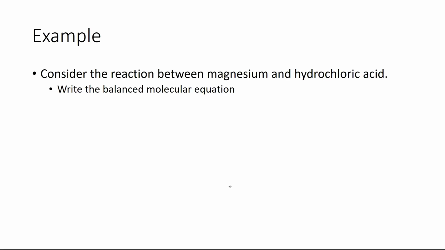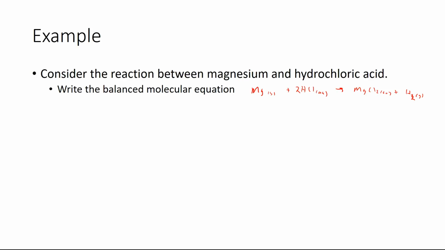So let's consider a reaction between magnesium and hydrochloric acid. Our reaction is going to be like this. We have magnesium and hydrochloric acid. It's going to yield magnesium chloride and hydrogen gas. And we need a 2 there, and that should balance us out. So there's our balanced molecular equation.